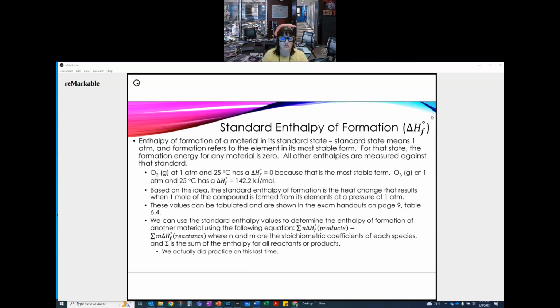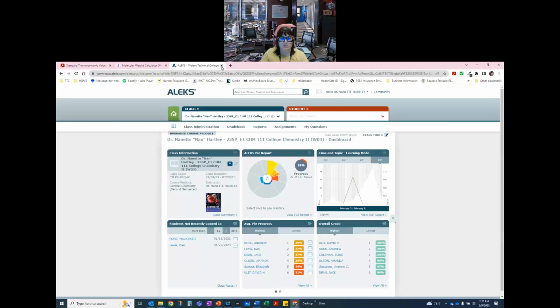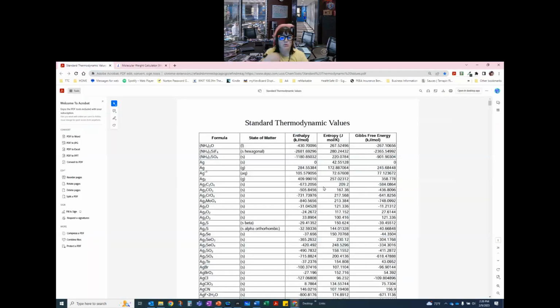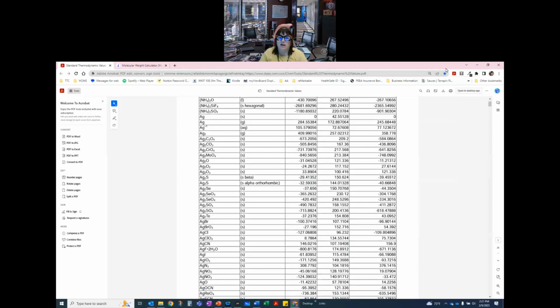Now, based on that idea, the standard enthalpy of formation is the heat change that results when 1 mole of the compound is formed from its elements at a pressure of 1 atmosphere. These values can be tabulated and are shown in the exam handouts. Actually, no, they're not. They used to be, but they're not anymore. You will be given values that you can look at. I actually haven't made them pretty, so they are here. You will get a copy of these, and I will let you print them off before the test. I haven't uploaded this yet, but you will get these because they're not pretty. So there you go. But that's what you're going to get.